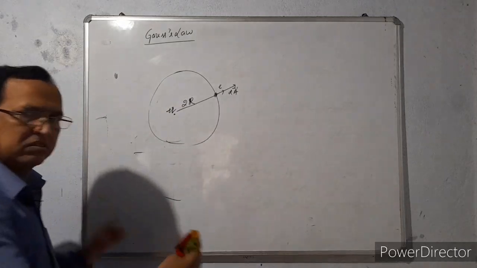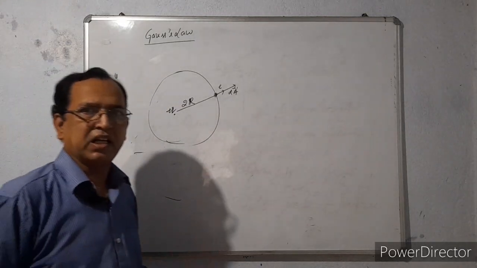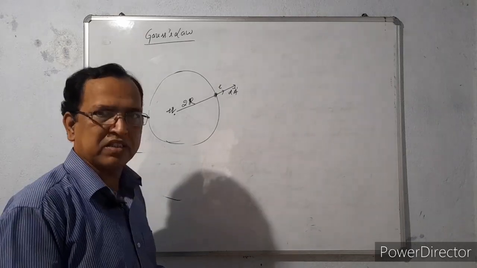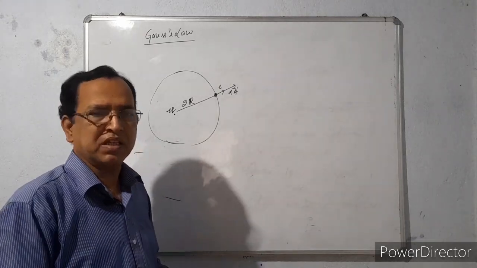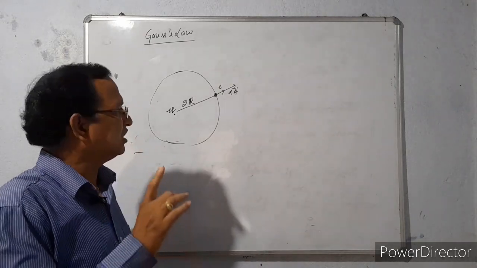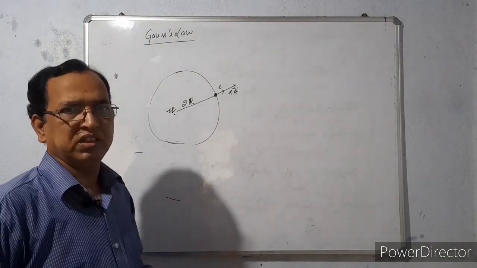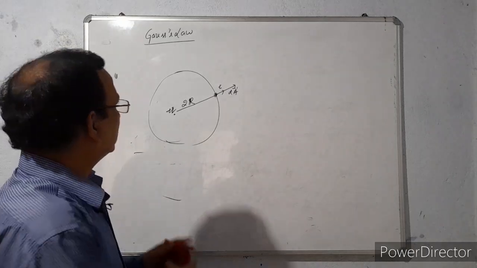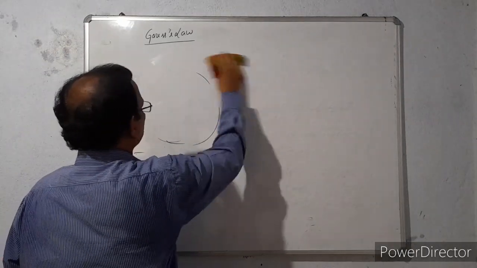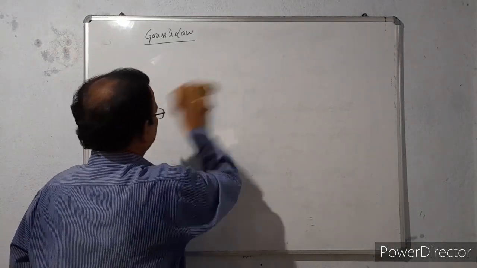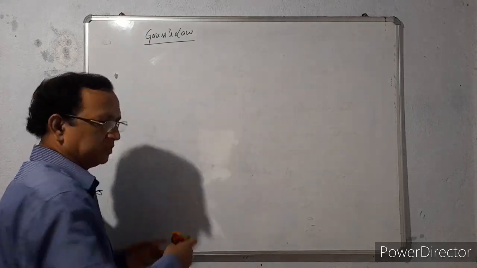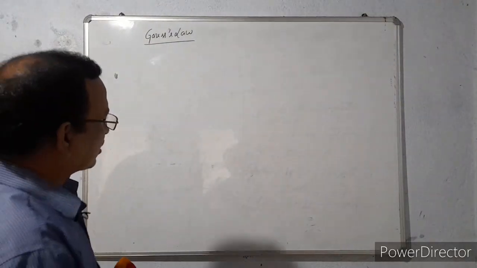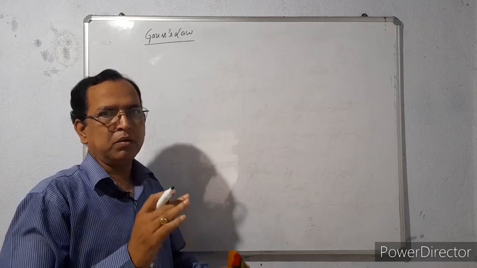That is Gauss law. The net electric flux in a closed surface is 1 by epsilon naught times the net charge enclosed inside the surface. So that means we see the size does not affect the flux.